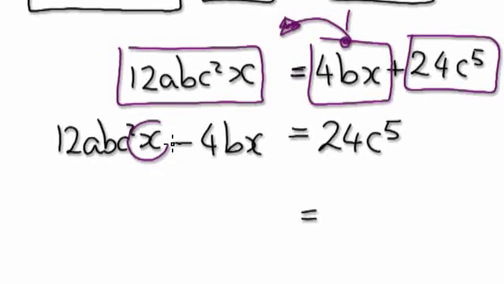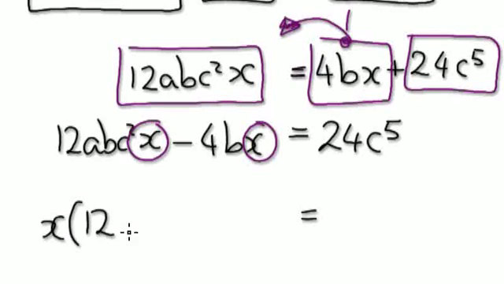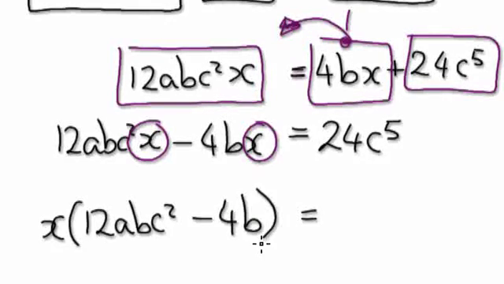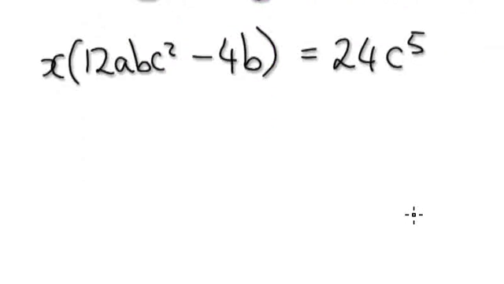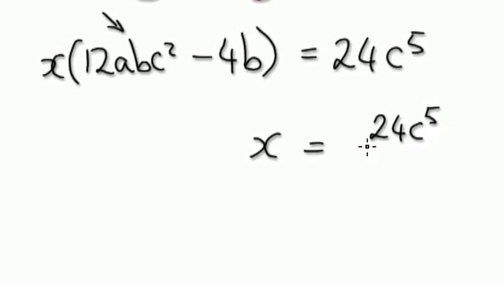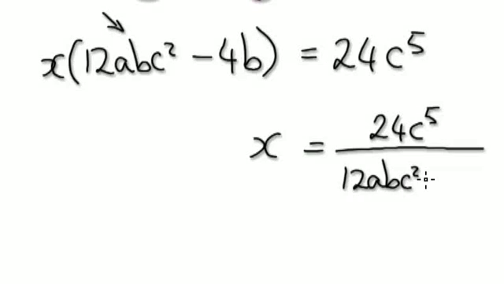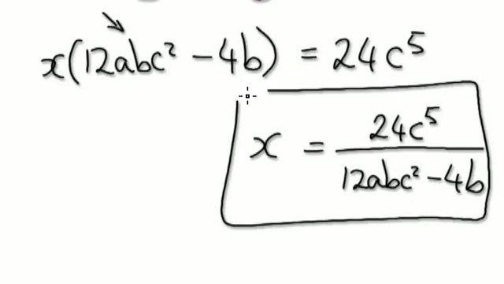And now here x exists in here, x exists in here. So let's factorize. So x bracket 12abc squared minus 4b close bracket equals 24c to the power 5. Now divide both sides by what's in the brackets. So this side will be x, this side will be 24c to the power 5 over 12abc squared minus 4b. So this should be your answer. Okay?